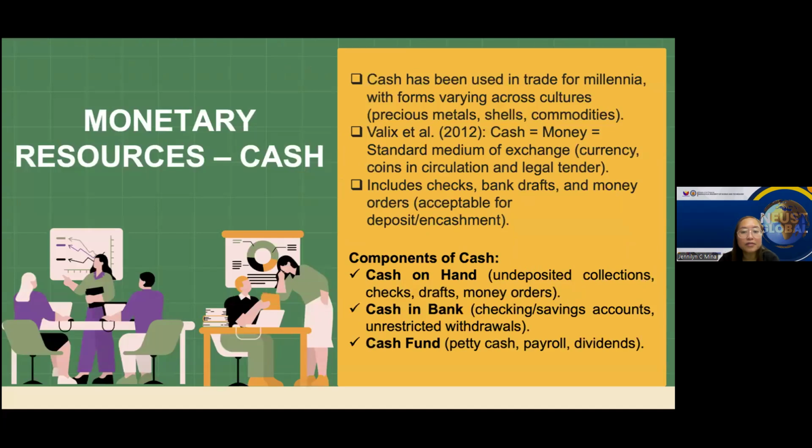Okay, so let's talk about cash. Cash has been used for trading goods and services for thousands of years. Different civilizations used various forms of money, such as gold and silver coins, seashells, salt, and sugar. You were able to learn that from the history of money, evolution. Today, cash refers to currency, bills, and coins, and other forms of money that can be used for payments.